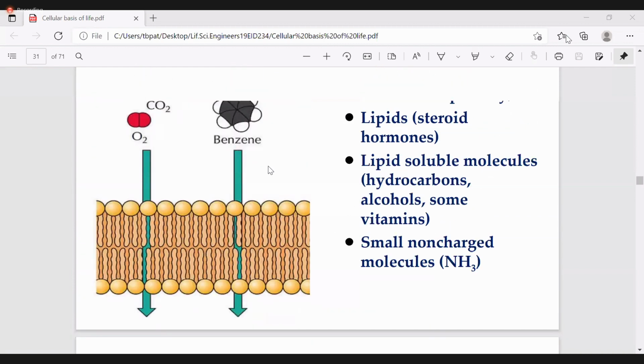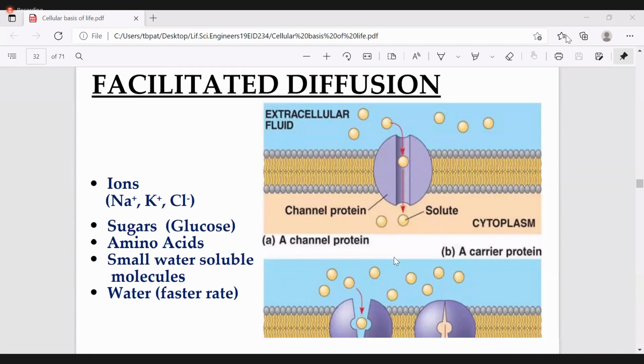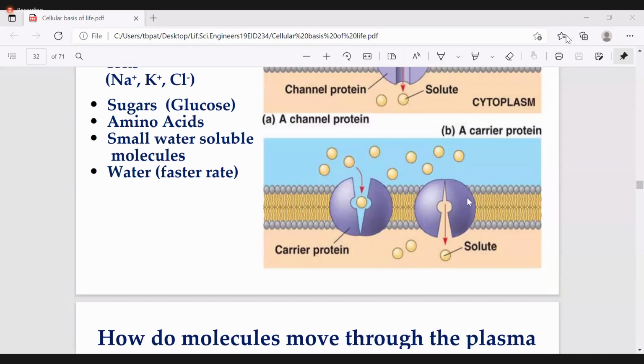And facilitated diffusion: it proceeds slowly but needs no external energy, moving from extracellular fluid to intracellular fluid, meaning the cytoplasm, through channel proteins. This applies to ions like sodium, potassium, calcium, sugars like glucose, amino acids, small water-soluble molecules, and water at a fast rate. Carrier proteins then close immediately.